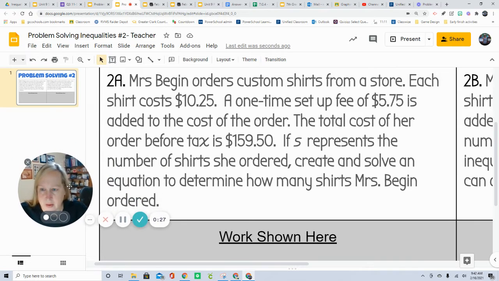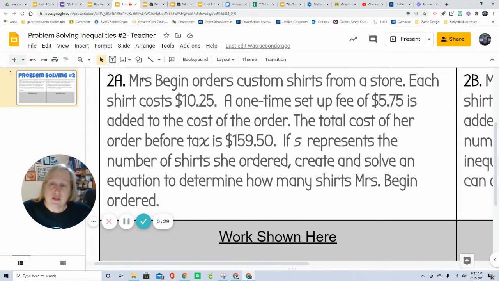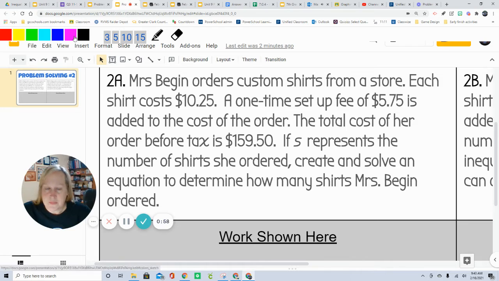And we're going to talk about what Miss Began orders. So Miss Began orders custom shirts from a store. Each shirt costs $10.25. A one-time setup fee of $5.75 is added to the cost of the order. The total cost of her order before tax is $159.50. If S represents the number of shirts she orders, create and solve an equation to determine how many shirts Miss Began ordered. So let's use some of our key thoughts.